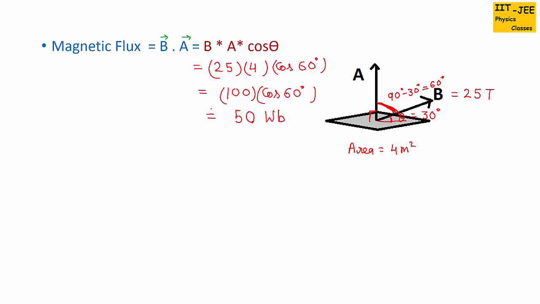Weber is the unit of magnetic flux. So this way we can find the work done by any force and magnetic flux using the dot product of vectors in physics. I hope you understand this topic so far.